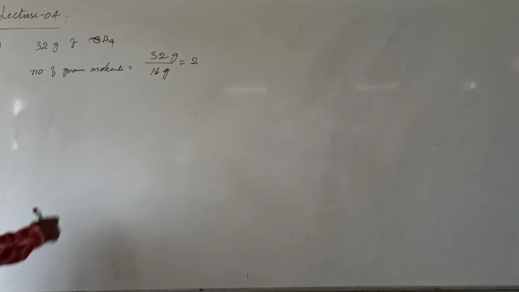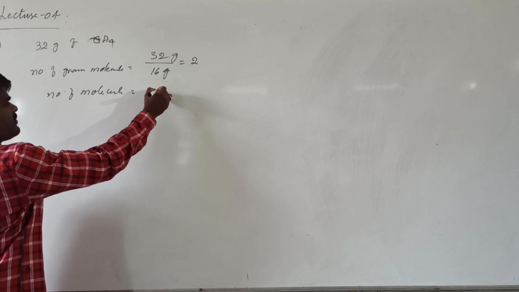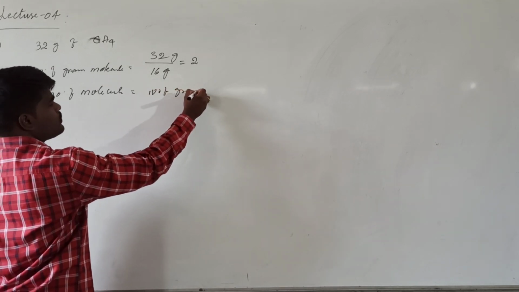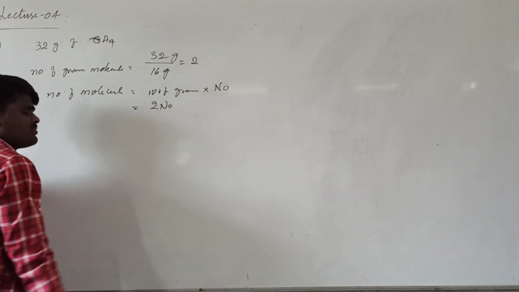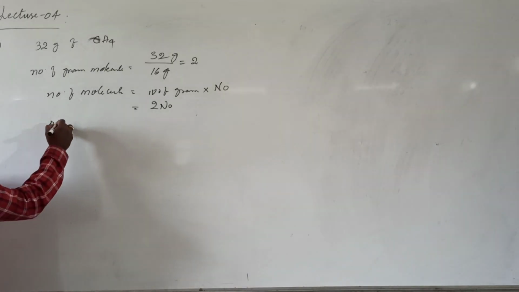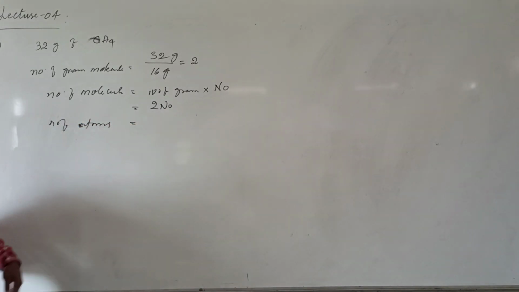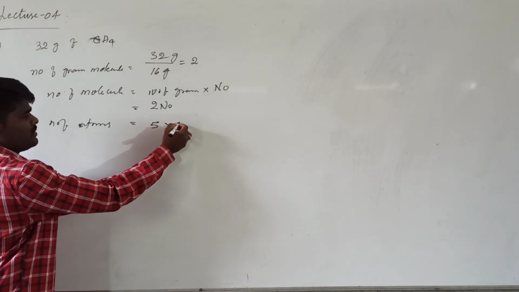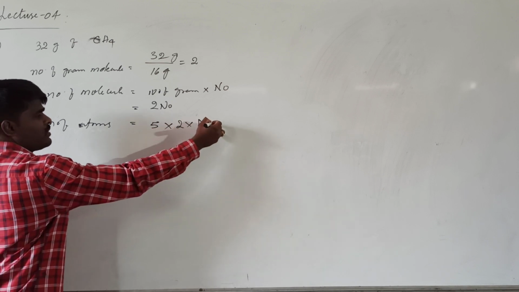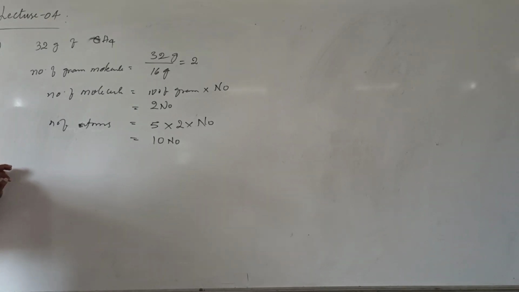From this you can calculate the number of molecules also. How many molecules it will come? Number of gram atoms in... What is this? Avogadro number. How much it comes? 2 and 8 comes. If it is about number of atoms, how to calculate the number of atoms? What is atomicity? 5. Atomicity 5 into number of gram atoms and Avogadro number. How much it comes? 10 Avogadro number. Are you getting it? This is how you have to calculate it.